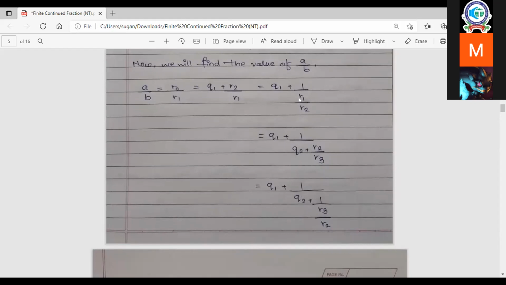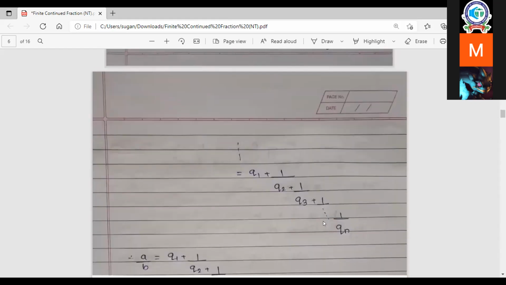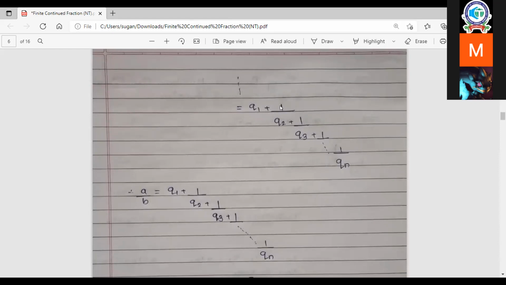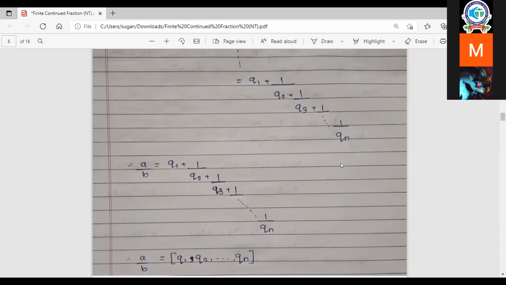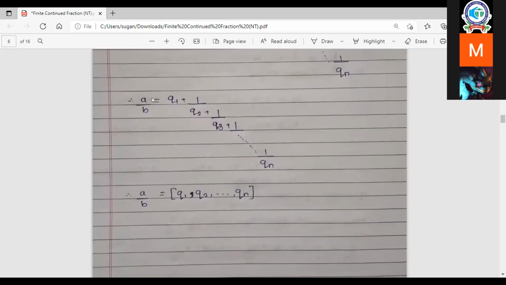R1 by R2 equal to Q2 plus R3 by R2. Again, we write in this form, like Q1 plus 1 upon Q2 plus 1 upon R2 by R3. And we keep on doing this. Then at the end we get Q1 plus 1 upon Q2 plus 1 upon Q3 plus 1 upon, and so on, up to 1 upon Qn. So we get a by b as Q1 plus 1 upon Q2 plus 1 upon Q3 plus, and so on, 1 upon Qn. This is the continued fraction we get. So this is how we can find the continued fraction for a rational number.